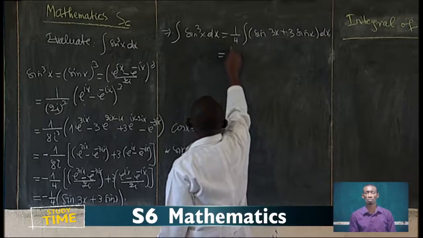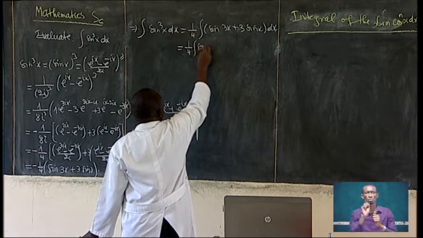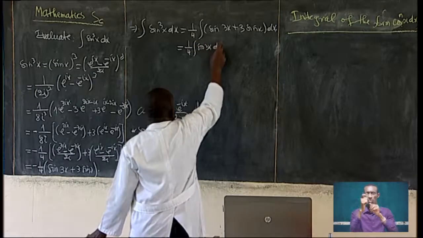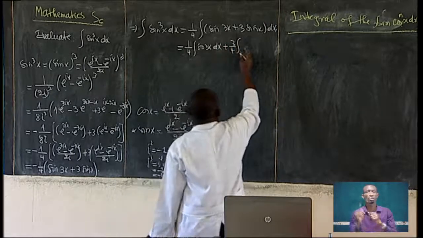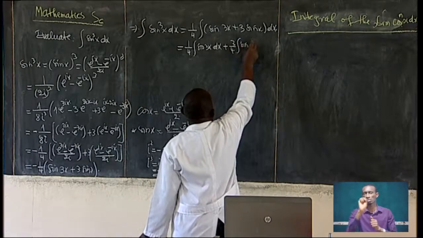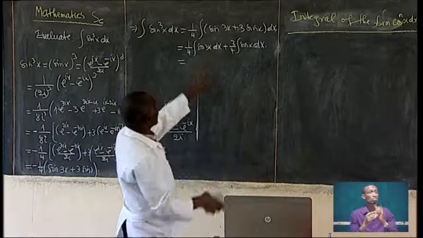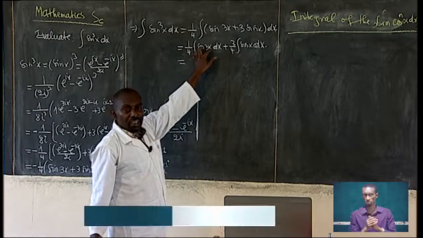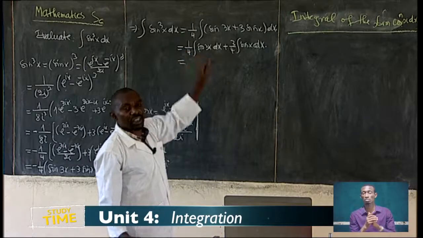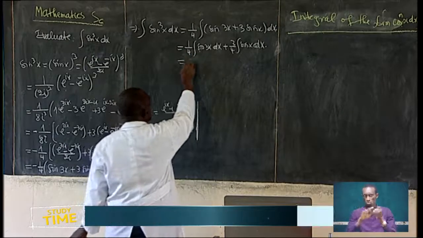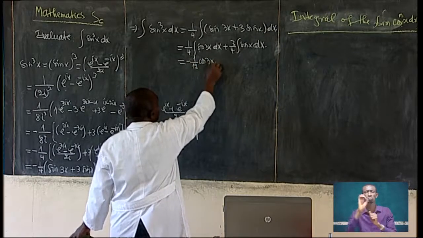So this is equal to 1 divided by 4 integral of sine 3x dx plus 3 divided by 4 integral of sine x dx. And as we have sine ax, where a is equal to 3, the integral will be minus cosine. So this will be minus 1 divided by 12 cosine of 3x.